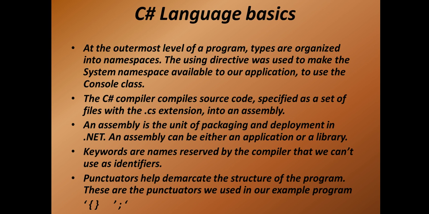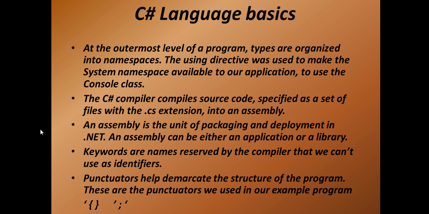Now we have seen the second point. An assembly is the unit of packaging and deployment in .NET. An assembly can be either an application or a library. What we have just seen is an application, that is, a .exe file. It has an entry point. There is another version of assembly called a library. Those are DLL files. You cannot double click on a DLL file and start the application, because a DLL file doesn't have an entry point.